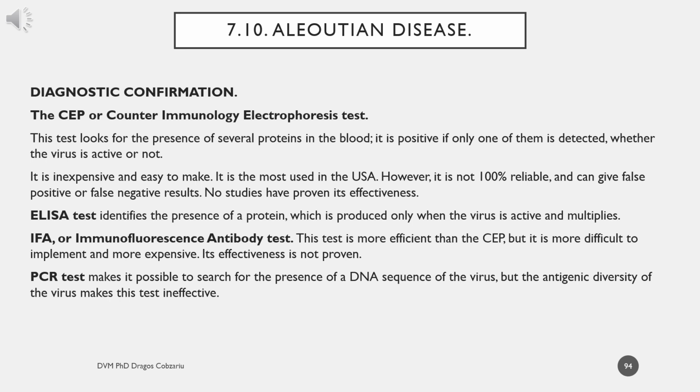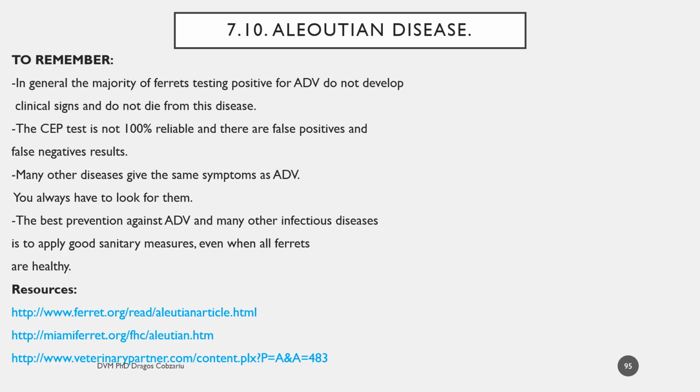The ELISA test identifies the presence of a protein, which is produced only when the virus is active and multiplies. The IFA, or immunofluorescence antibody test. This test is more efficient than the CEP, but it is more difficult to implement and more expensive. Its effectiveness is not proven. The PCR test makes it possible to search for the presence of a DNA sequence of the virus, but the antigenic diversity of the virus makes this test ineffective.